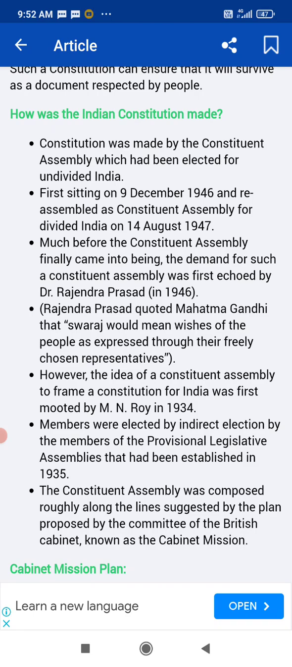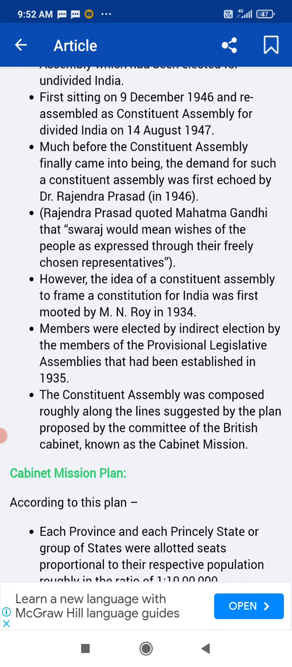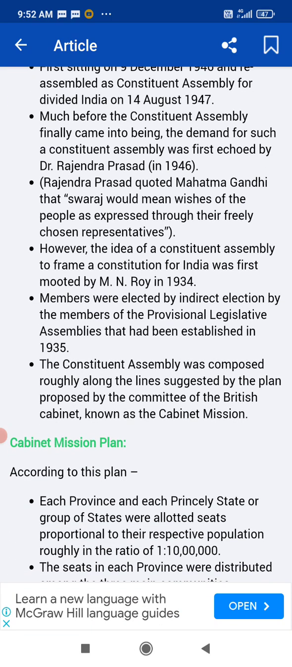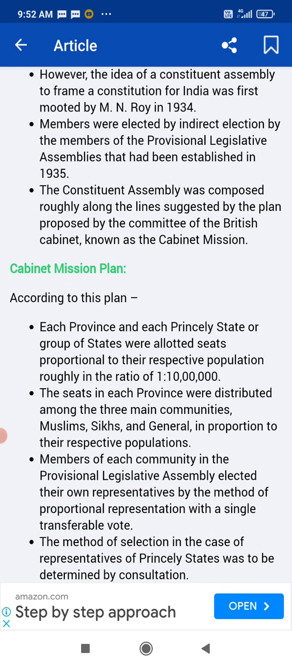The Constituent Assembly was composed roughly along the lines suggested by the plan proposed by the Committee of the British Cabinet known as the Cabinet Mission, the Cabinet Mission Plan. According to this plan, each province and each princely state or group of states were allotted seats proportional to their respective population, roughly in the ratio of 1:10 lakh.